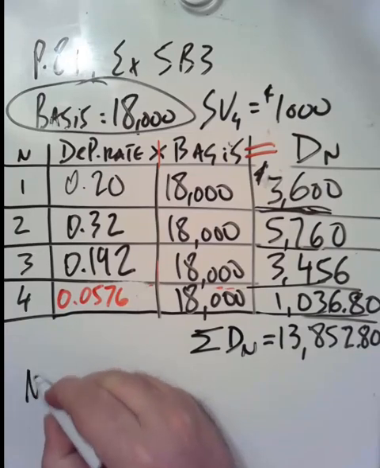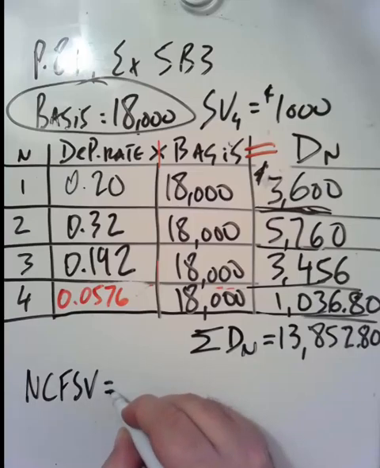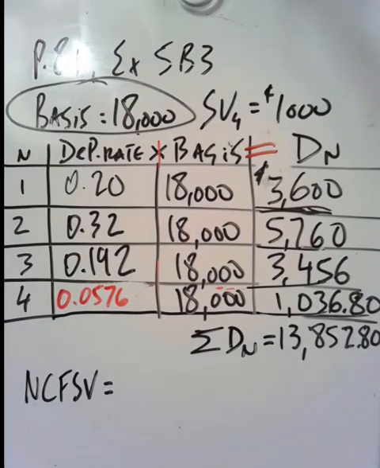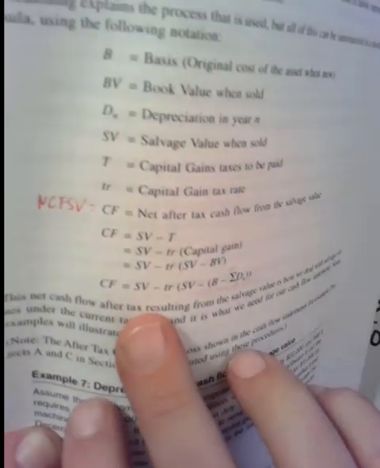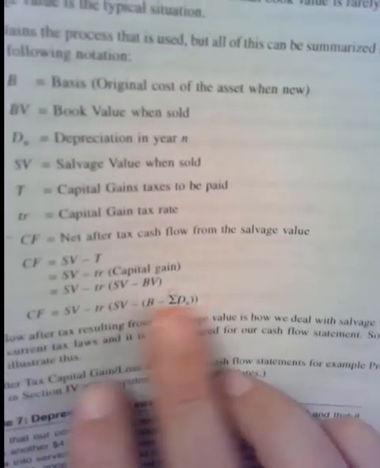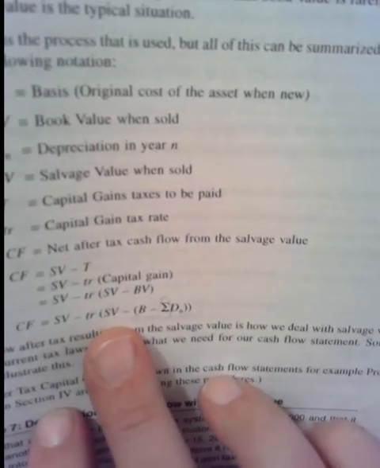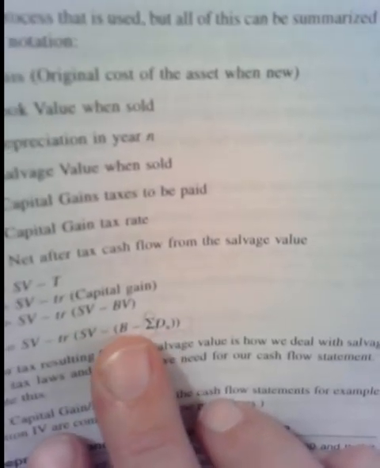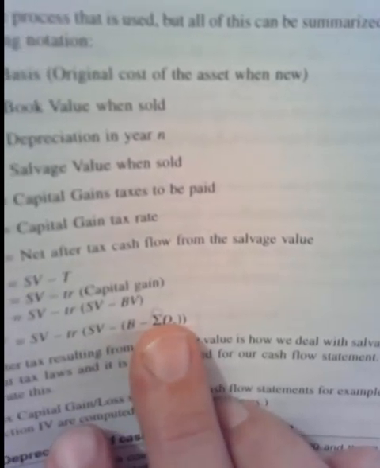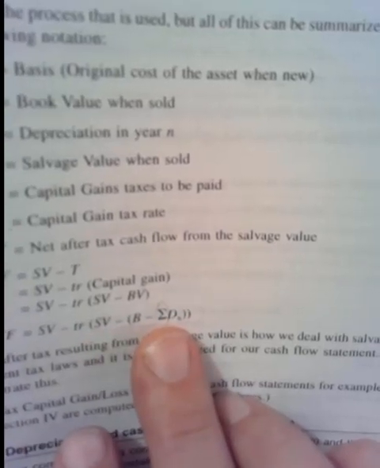The net cash flow from salvage value, as we saw in the textbook on page 71, this is the formula. Net cash flow from salvage value equal to the salvage value minus the tax rate times the capital gain or capital loss, where the capital gain or capital loss is equal to the salvage value minus the difference between the basis and the summation of all the depreciation recorded up to that moment in time. Right? So we need a summation of all the depreciation.